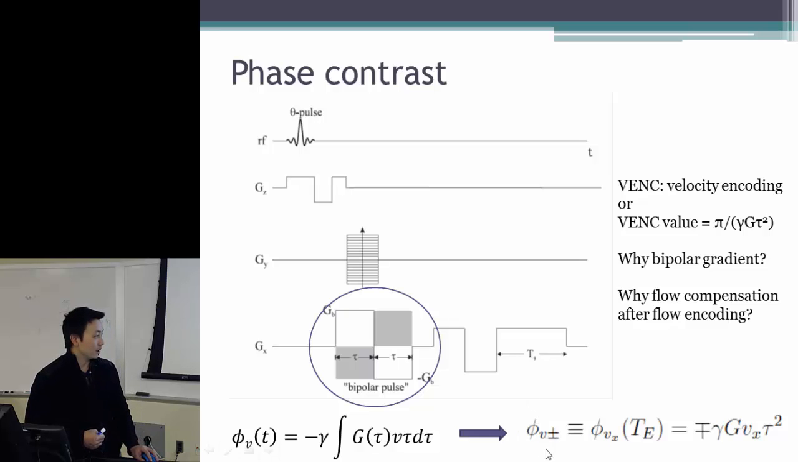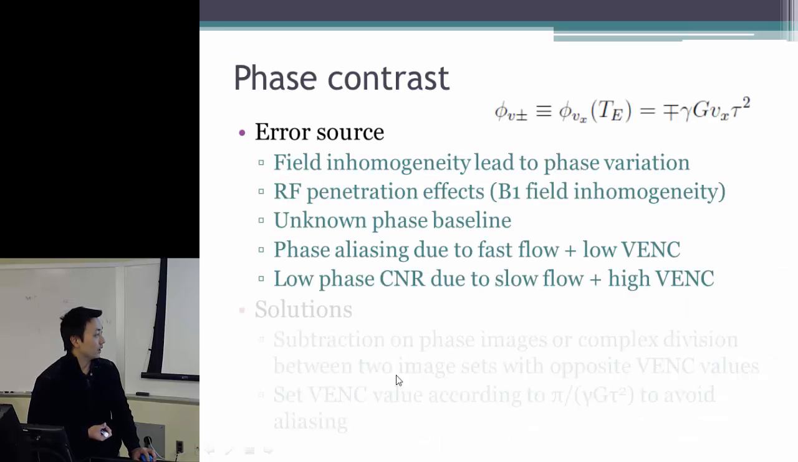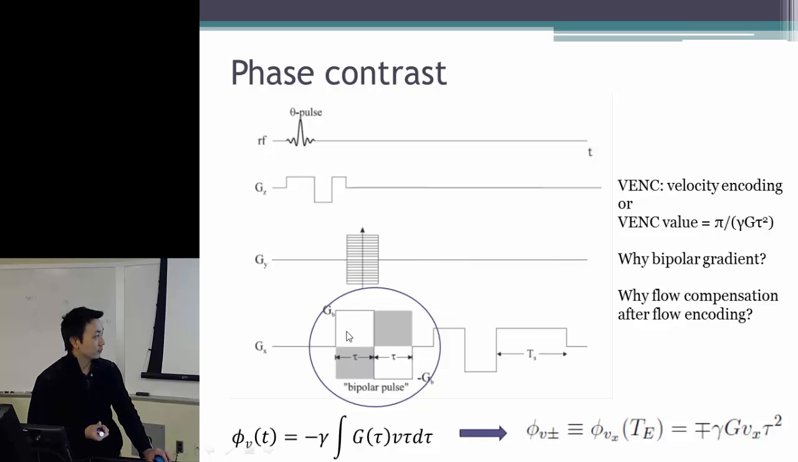So that means we will allow this theta v to be maximally pi and minimally minus pi. So that means we use a certain Wank value. If we set a certain Wank value for a certain velocity, then we can estimate the strength and the duration of the bipolar gradient we should use.